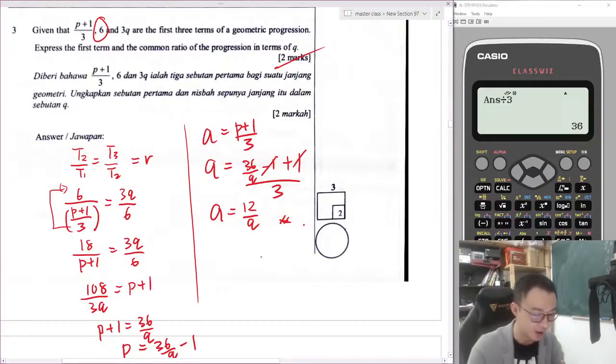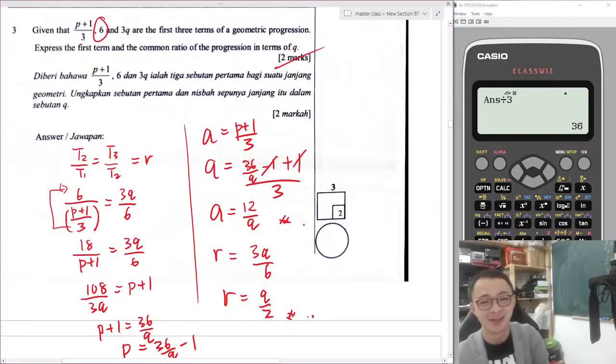Then I want to find my R, which is the common ratio. So it will be 3Q divided by 6. So my R is Q over 2. Yeah. Are both of these correct?